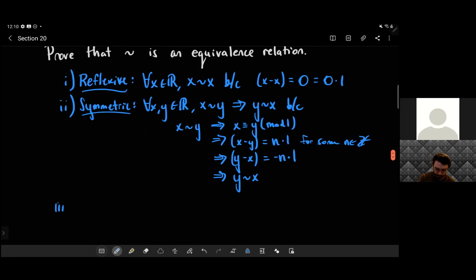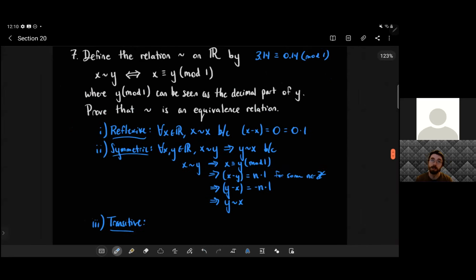Okay, transitive. Transitive, you should just sit and think about for a minute. If two pairs of real numbers are congruent mod 1, that means they differ by an integer. So go from x to y is a jump by an integer, and then go from y to z, jump by an integer. The question is, is x to z jumping by an integer? And the answer is yeah, because you're just summing two integers.